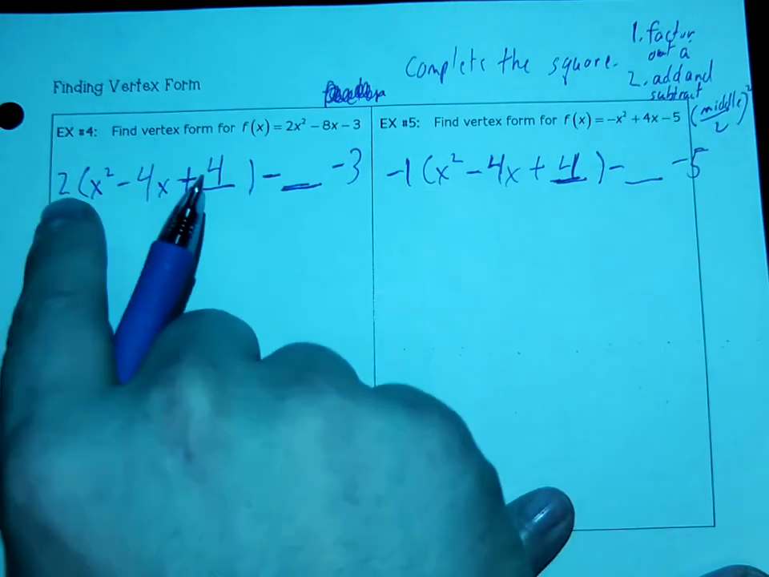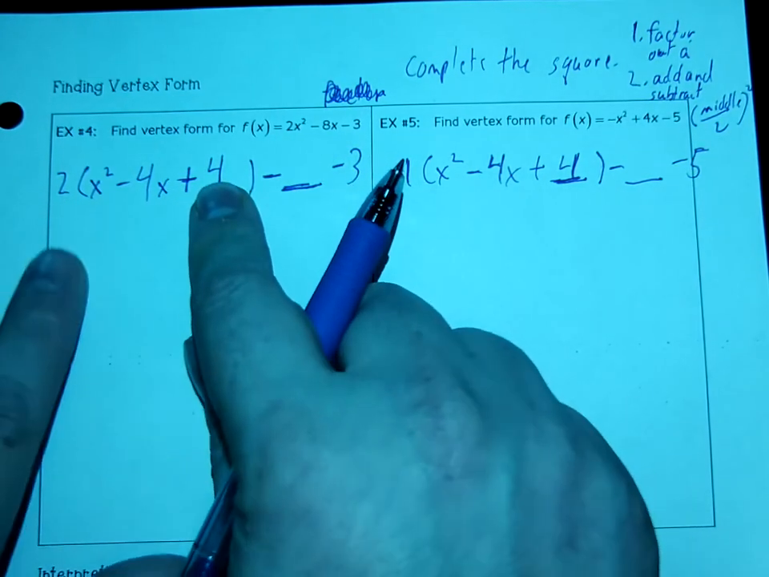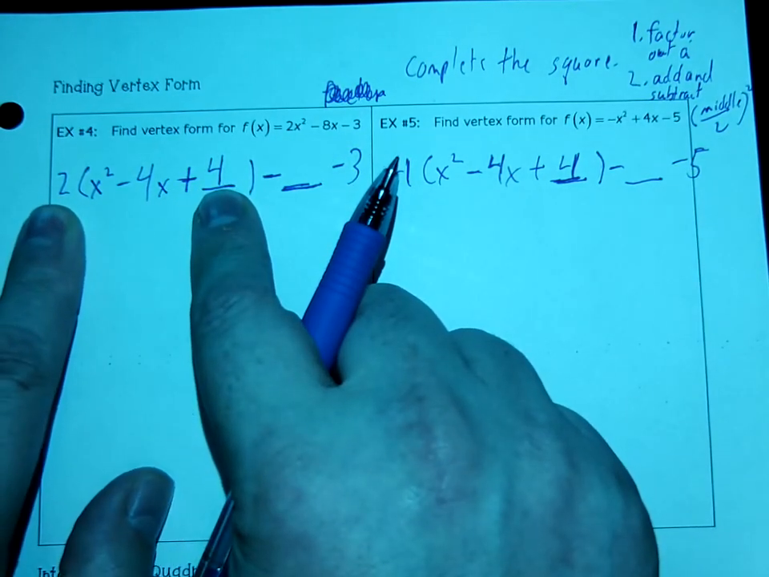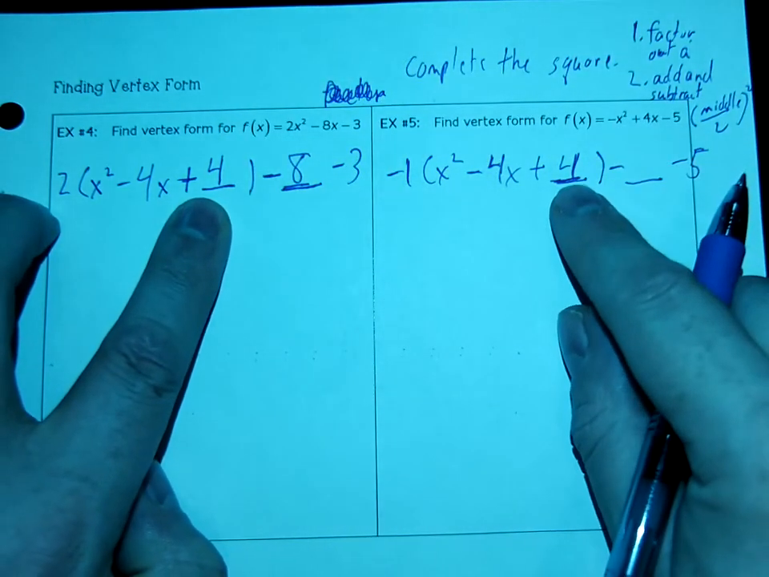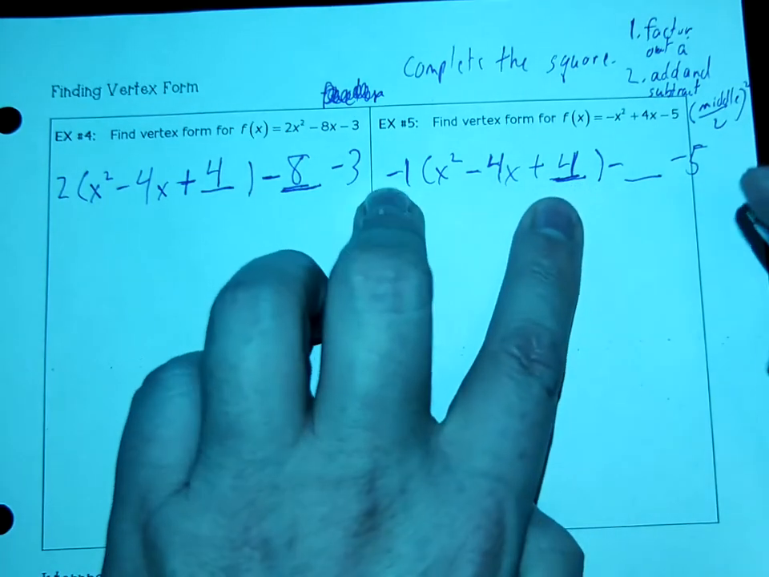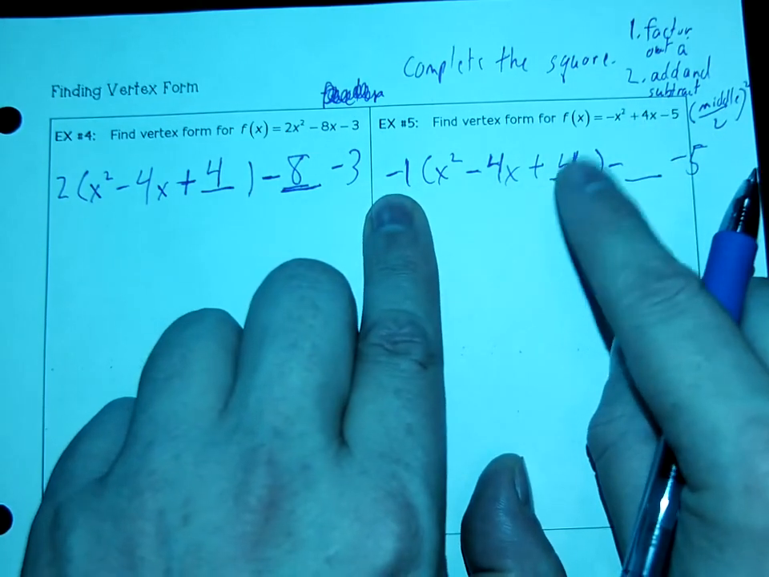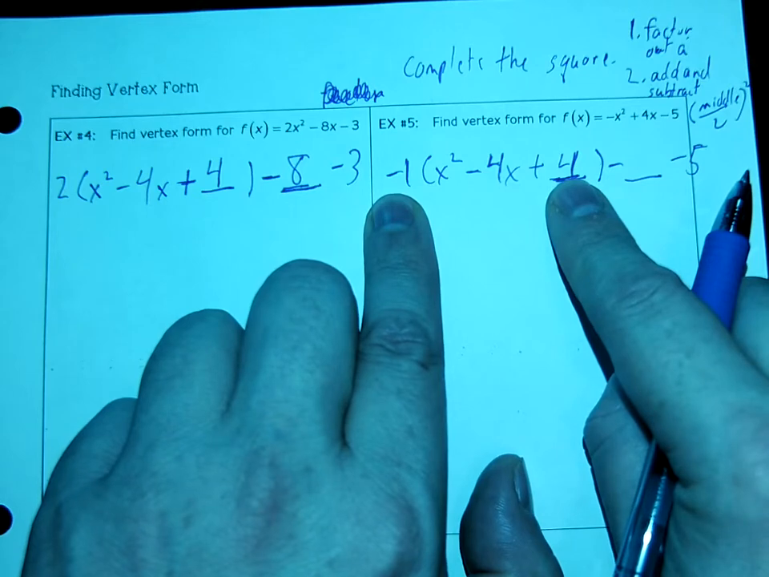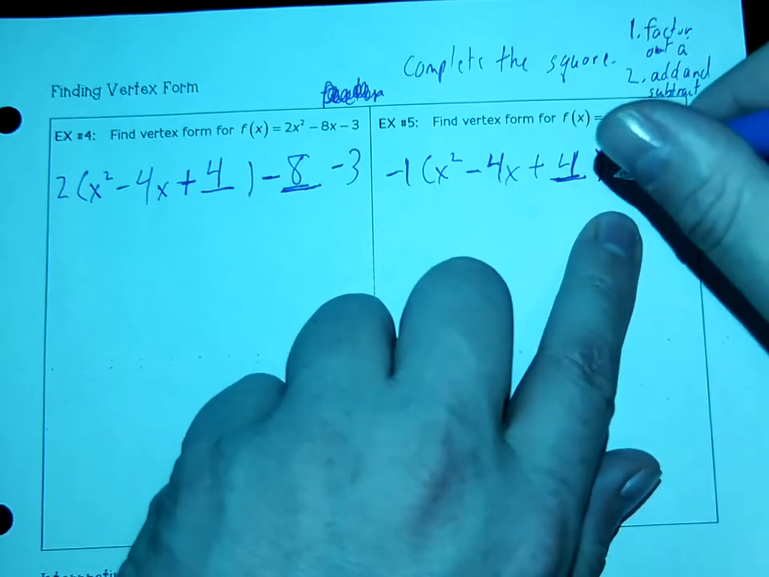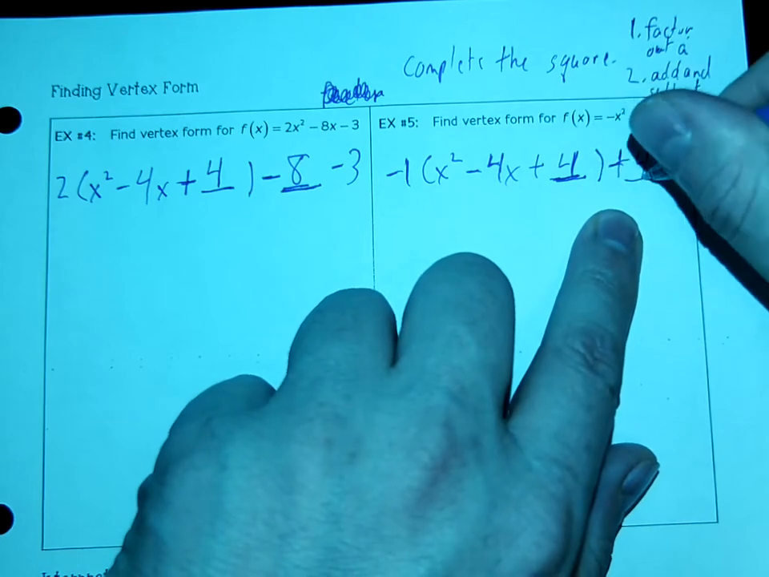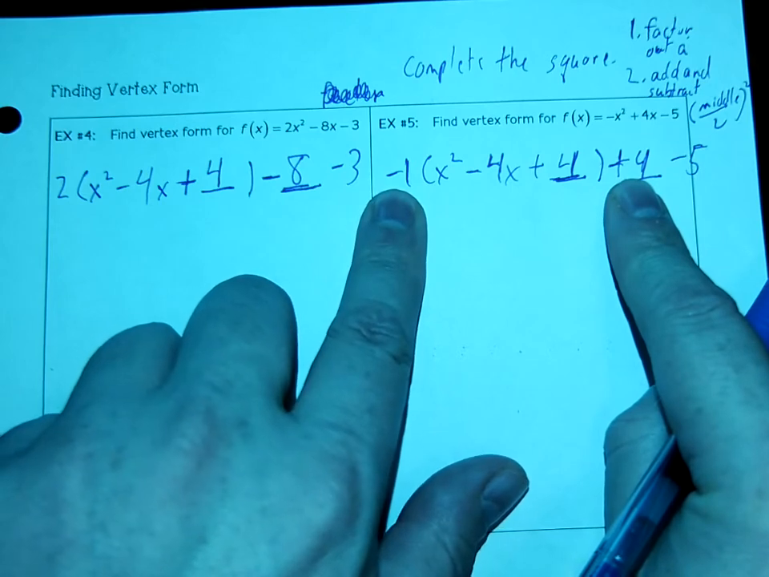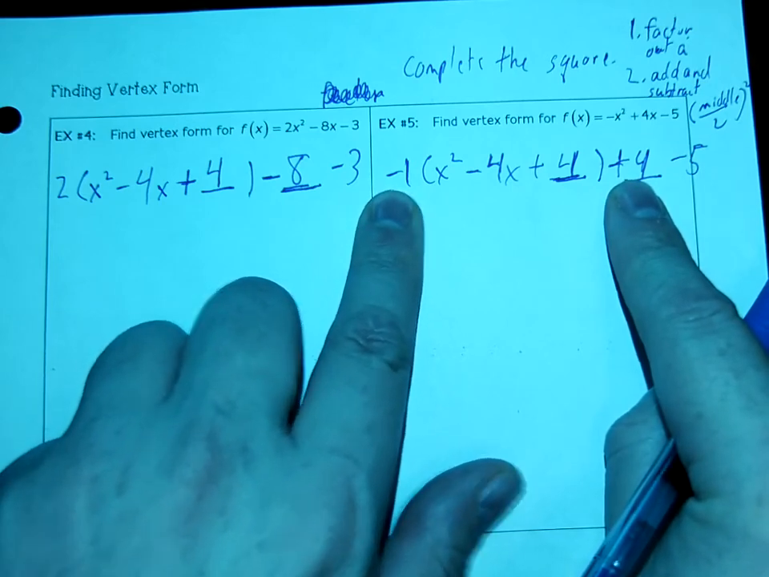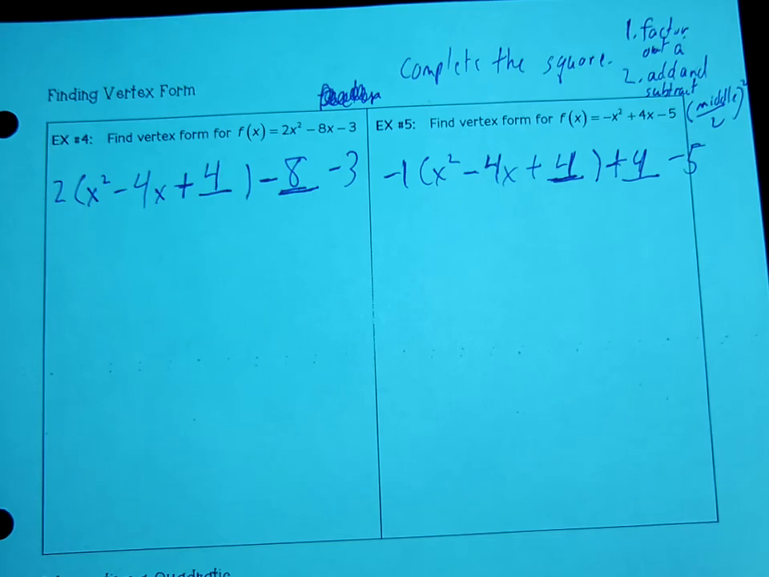Now when I subtract 4 here, it's actually subtracting 8 because there's a 2 in front of that 4. So I'm actually subtracting 8 here. And here I'm actually adding 4, because look, negative 1 times 4, that's actually a negative 4. So I'm actually adding 4, which is kind of confusing because these are both plus. But that's because a was negative. Alright, so that's the setup in order to complete the square.